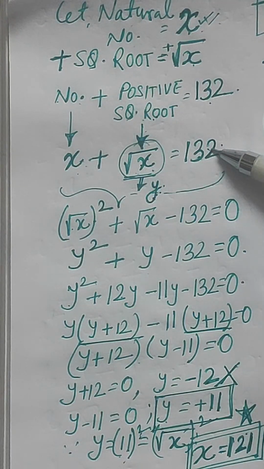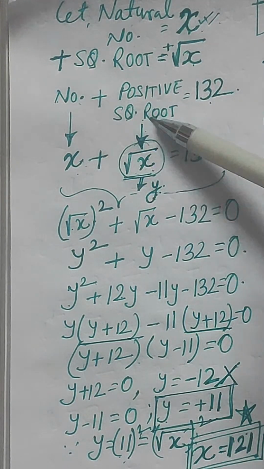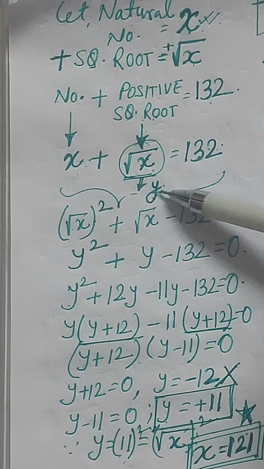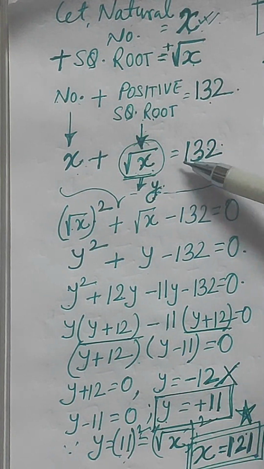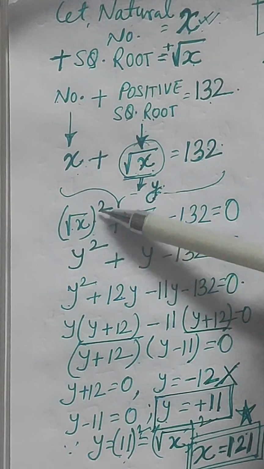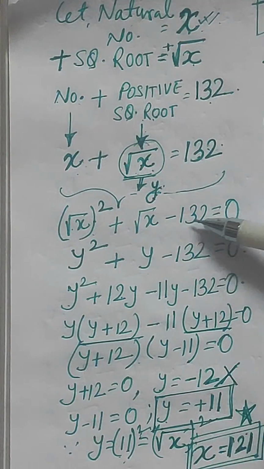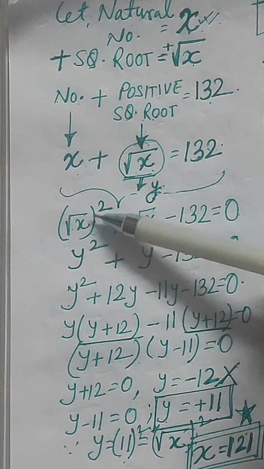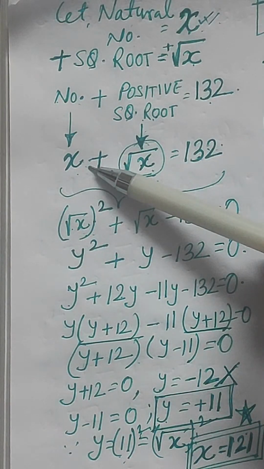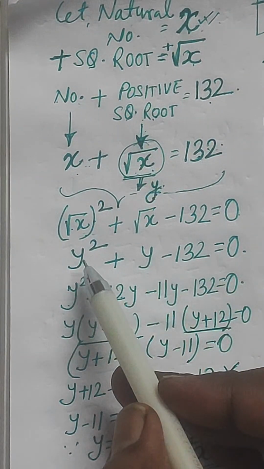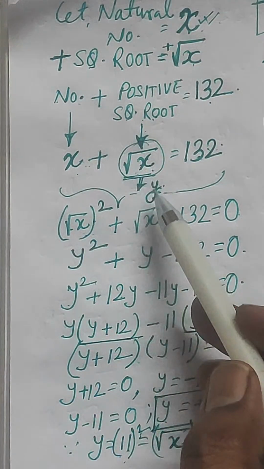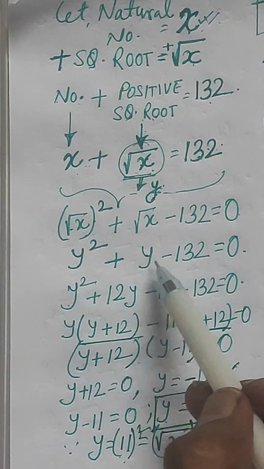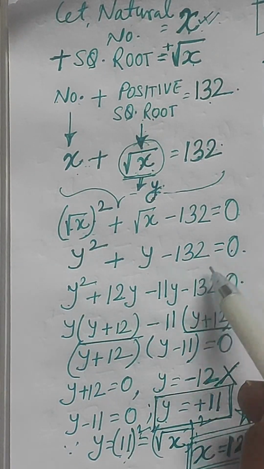So rather than that, we assume root x is equal to y. When root x is assumed as y, the equation x plus root x equal to 132 simplifies to y square plus y minus 132 equal to 0, because root x square is nothing but x. So we have the equation in the form of y instead of x.